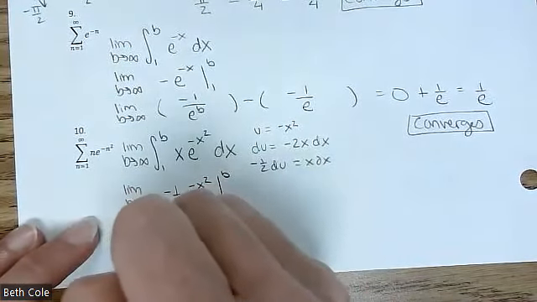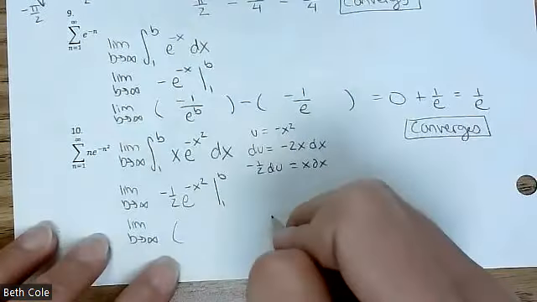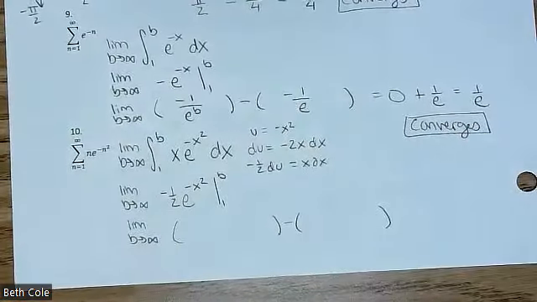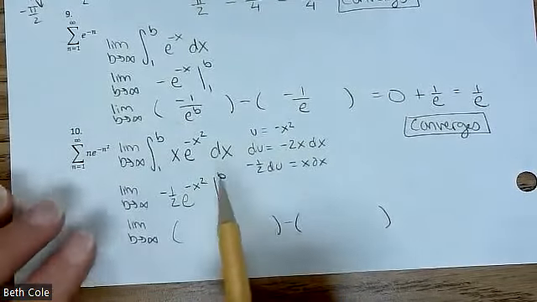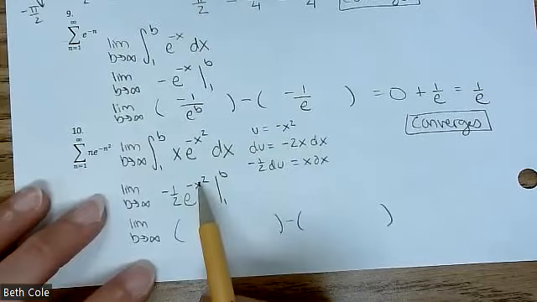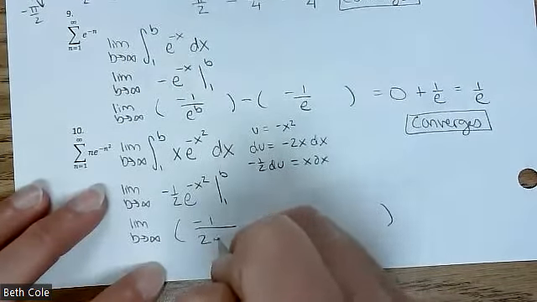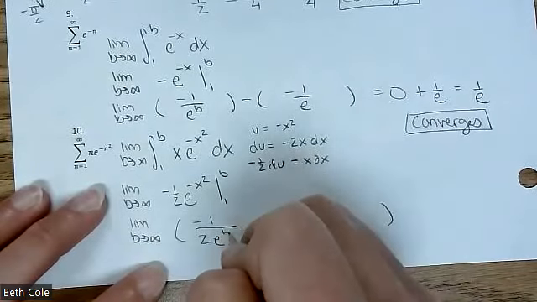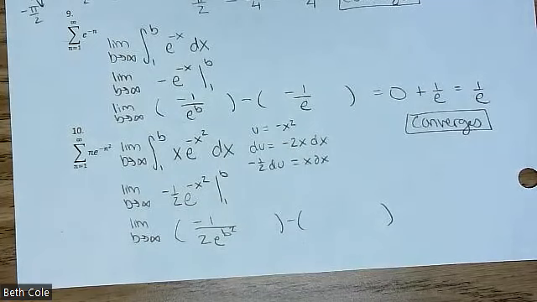All right, and then what? What step are we on now? Upper minus lower, perfect. And I'm going to fix the negative exponent because when you go to do the limit, it's easier if it's written like a fraction. So this is going to come back down to the denominator. It'll be negative 1 over 2 e to the power b squared.